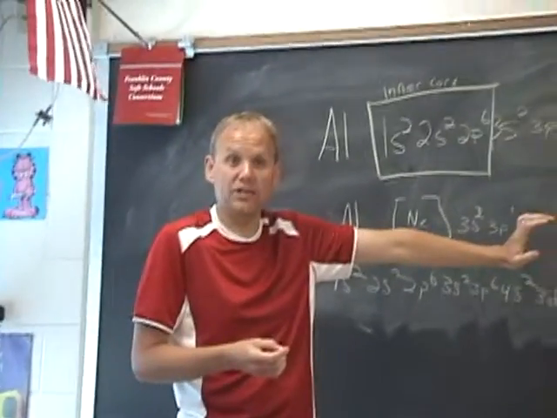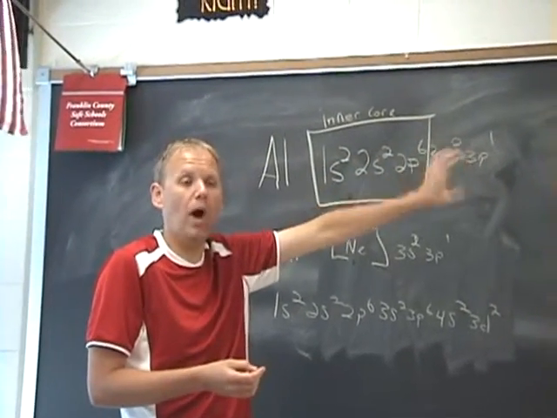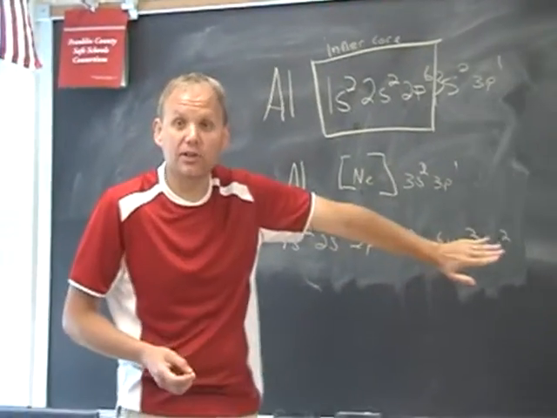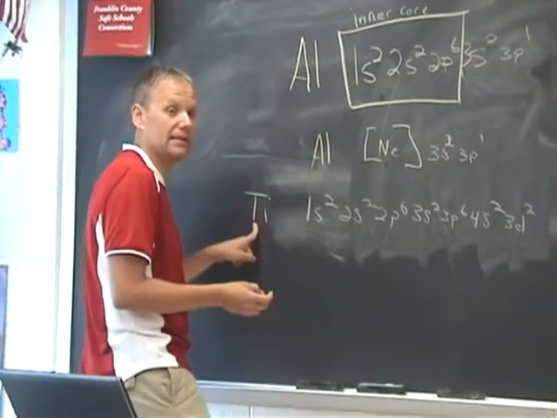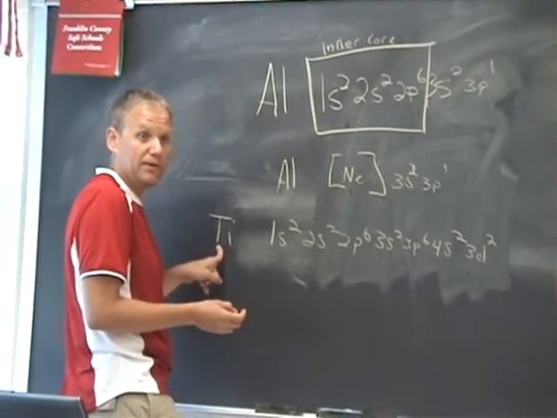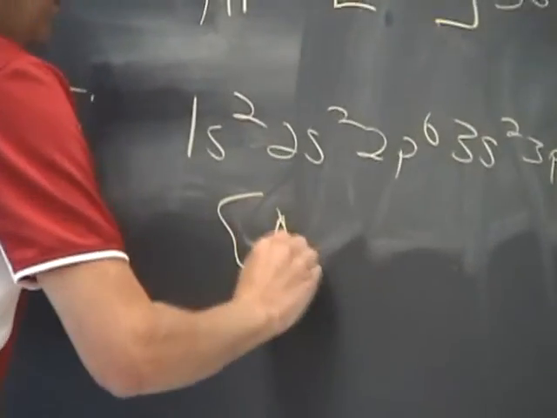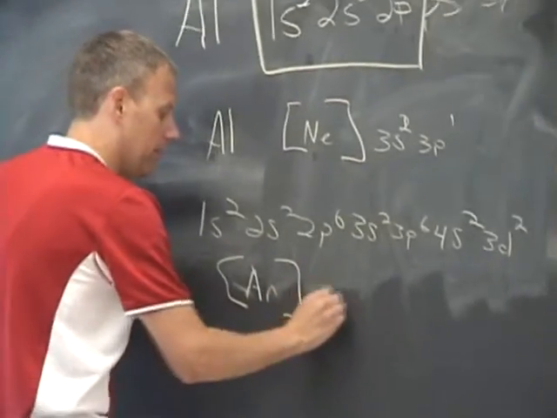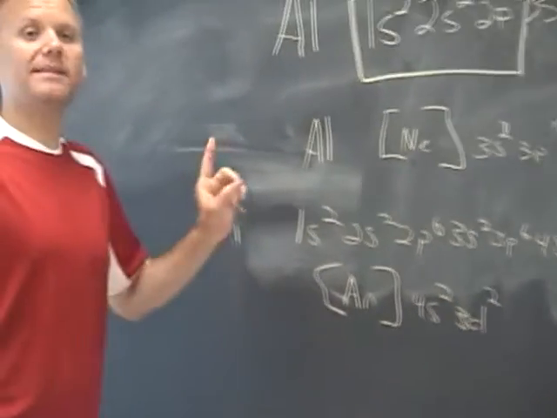We don't cover deviation. If you take AP, Mr. Walker or AP will talk about deviations in that and why they deviate. For this class, we don't talk about it. So when I ask you to do them, do like I'm showing you here. Now, what would the abbreviated configuration be then for this? What's the previous noble gas? Argon. So we put brackets, argon. And then after argon would be 4s2, 3d2.